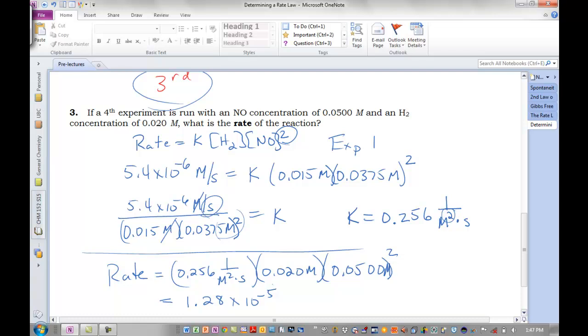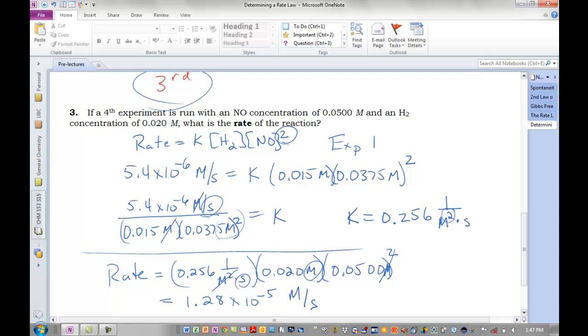Okay, 1.28 times 10 to the negative fifth. And what would my units be? Well, remember, rate is pretty much always going to be the same, right? Change in concentration over change in time. Molarity per second in this case. There's our second in the denominator. And if you want to check here, this molarity squared term here will cancel there, leaving us molarity in the numerator. Change in concentration, change in time.